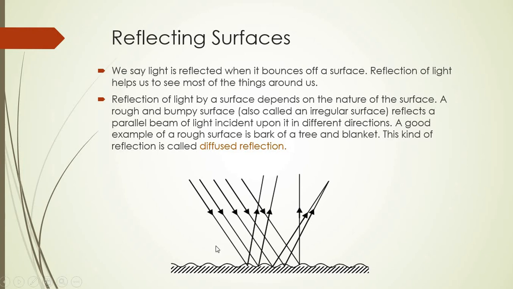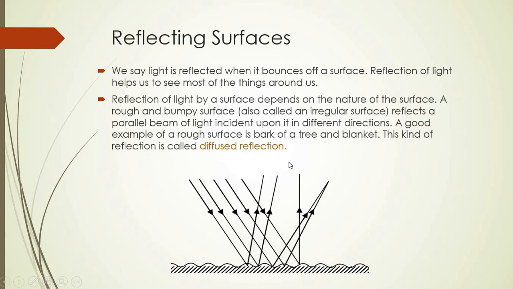So this type of reflection is called diffuse reflection or irregular reflection. Due to these bumpy, irregular or rough surfaces, whenever light is incident on them, all the light gets diverted or reflected into different directions, and this is called diffuse reflection. So for diffuse reflection, which type of surface is required? That is an irregular surface, a rough and bumpy surface.